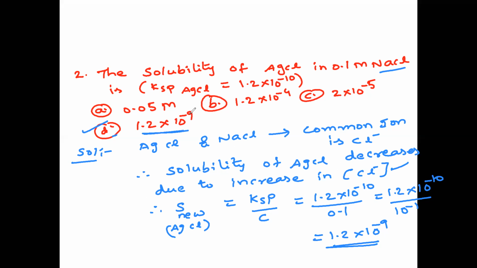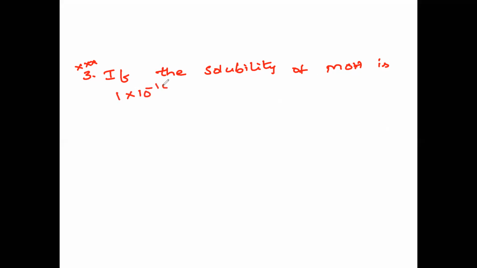This is clear. Next, very important model. Next model. So these are the basic two models. Now next, model number 3. The solubility product of MOH is also an important model. The solubility product of MOH type salt is 1 into 10 to the power of minus 10 molarity.